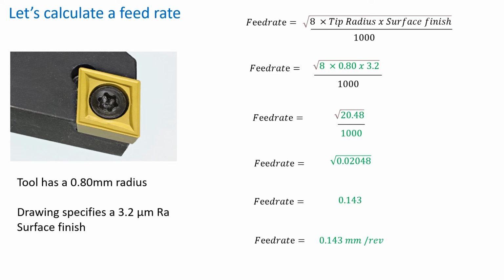Let's populate our formula. 8 times the tip radius times the surface finish I'm looking for, divided by 1000. Remember my order of operations, so I have to do everything underneath the square root sign first before I can solve. Therefore, with a tool radius of 0.8 millimeters, and I need a 3.2 micrometer surface finish on my component, I will set my feed rate to 0.143 millimeters a rev, or the closest setting on my gearbox to that value.